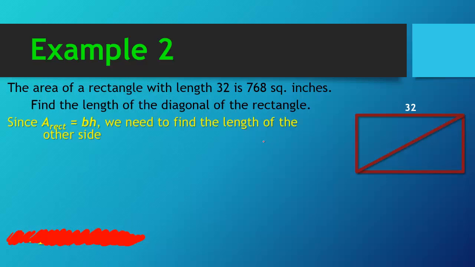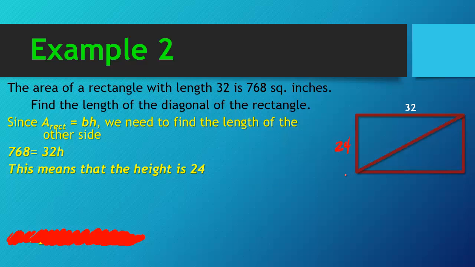So since the area of a rectangle equals the base times the height, we need to find the length of this side here. So we could say 768 equals the base. We're going to make 32 the base times the height. So to find the height, all we need to do is divide 768 by 32, which means that the height is 24. Okay? So this would be 24.